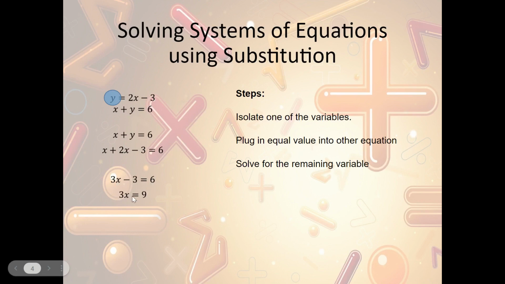Now I can divide both sides by 3 to get x by itself, and I get x equals 9 divided by 3 is 3. So there's my x. So that's the x coordinate of where they cross. Now I need to find the y coordinate.